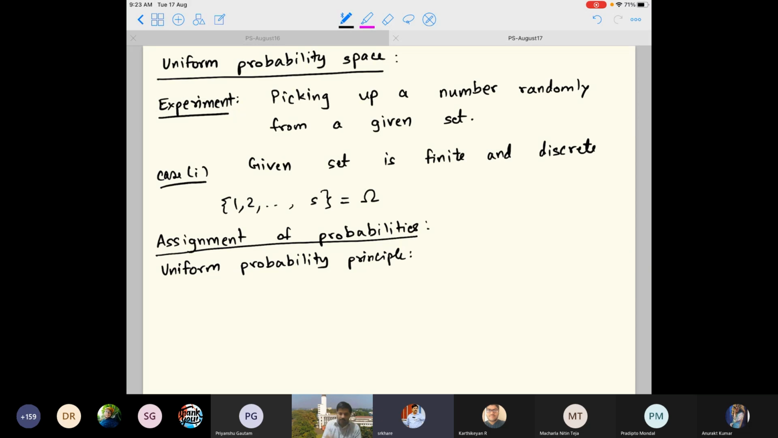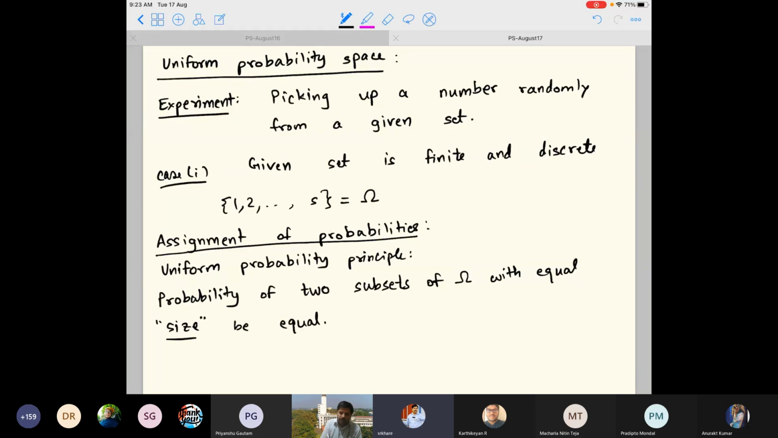So what is the principle? The principle says that the probability of two subsets of omega with equal size be equal. So when you are doing the assignment of probability, please keep this in mind: the probability of two subsets of omega with equal size must be equal. Now here the ambiguity is in the word size. What do we mean by size? So the first question is, what do we mean by size?